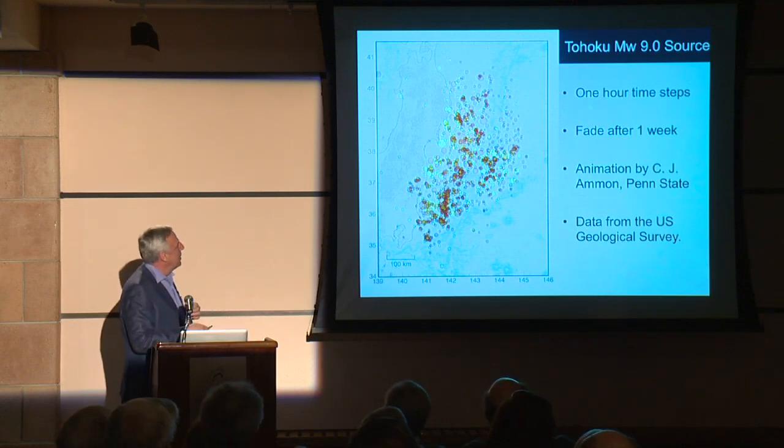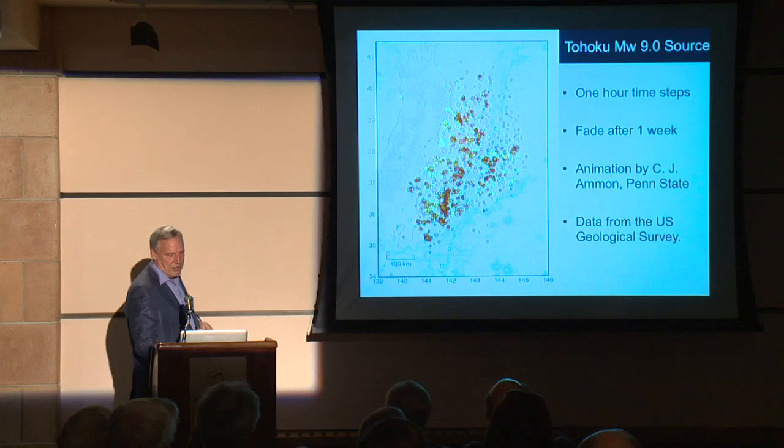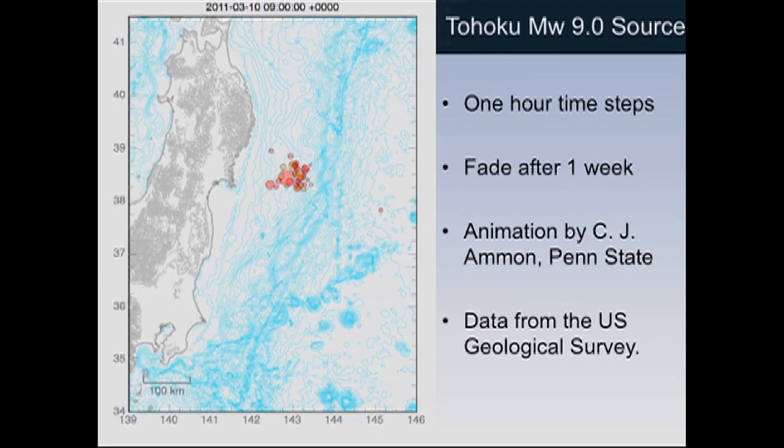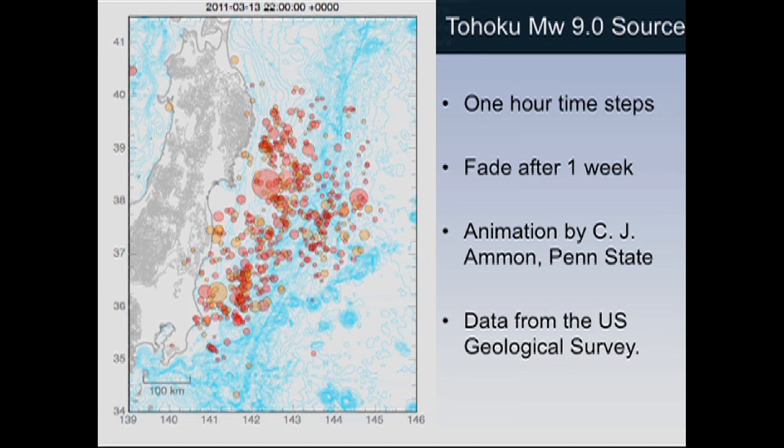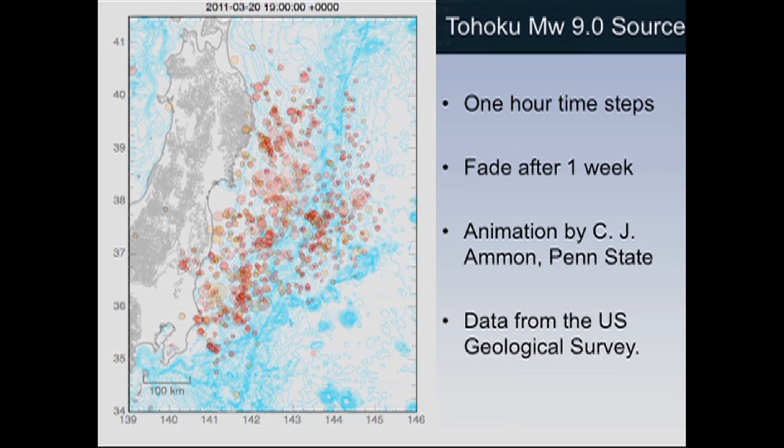So this is where the main earthquake occurs, and here's the animation in several-hour time slices, and they will fade away after 1 week of data. We're going to show you about 1 month of this animation here. So you can get the sense of how big this particular earthquake was, with these major aftershocks occurring constantly.